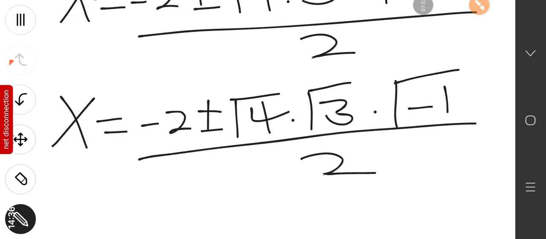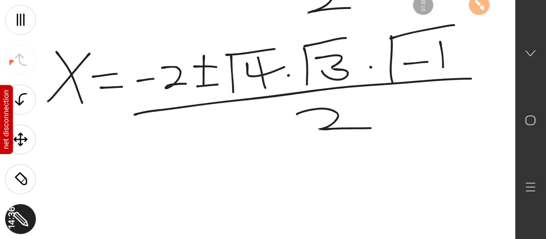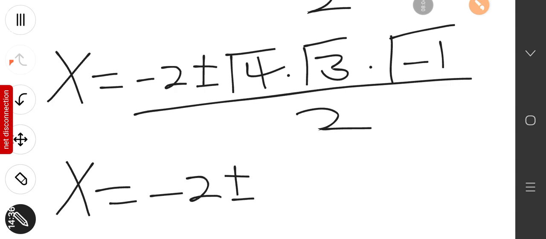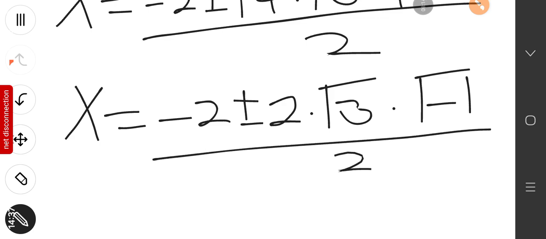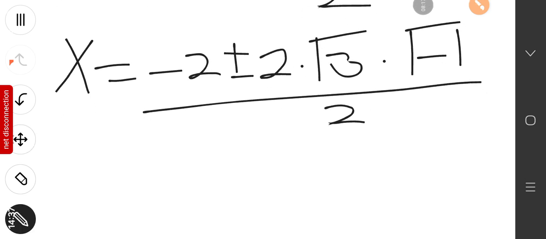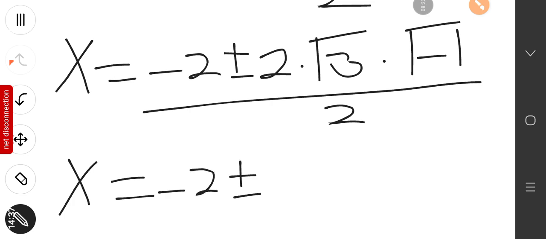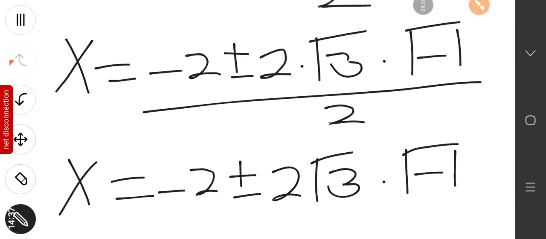Note, if I say root, it means the square root, so don't confuse yourself. So x equals minus 2 plus or minus, and the square root of 4 is 2. So our equation becomes x equals minus 2 plus or minus 2 times the square root of 3, which is 2 root 3.